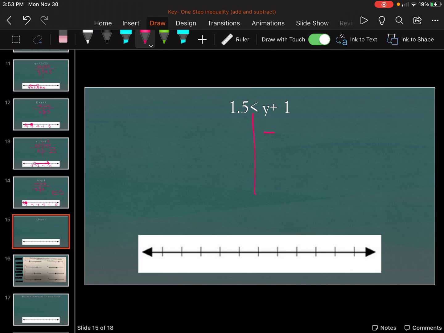Okay, and we're going to subtract 1 on both sides. Get 0.5 is less than y. So y is greater than 0.5. So I'm going to do 0, 1, 2. It's going to be an open circle pointing to the right. Okay, go ahead and make sure you finish the rest and then check the key.